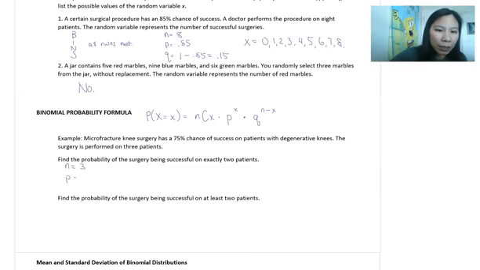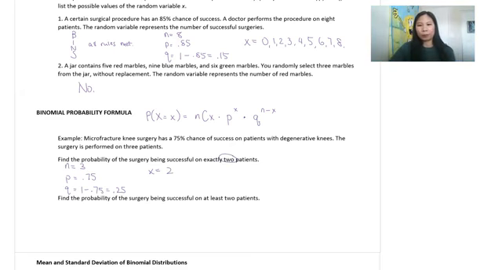p is our next thing that we want to identify. p is the probability of success. They told us a successful surgery is a 75% chance. So p is going to be 0.75. q then would be 1 minus p, which will be 0.25. So 25% chance of failing. And then x, the number that they're asking about. It says find the probability of the surgery being successful on exactly 2 patients. So x is going to be 2 here.